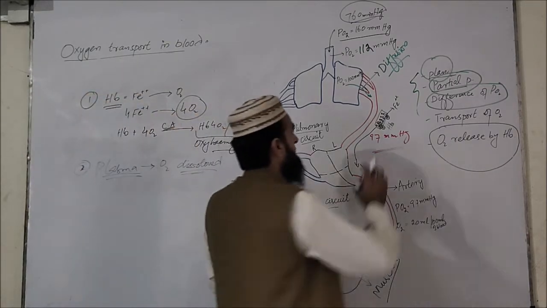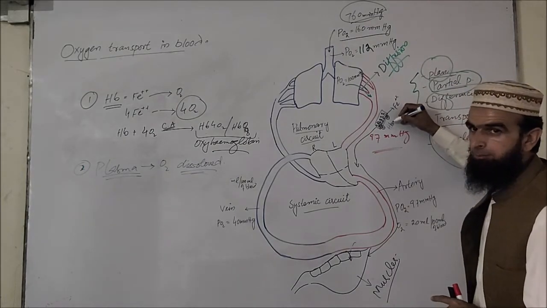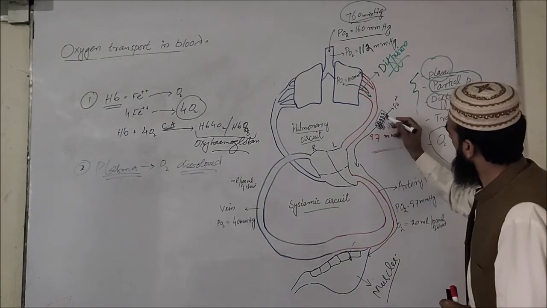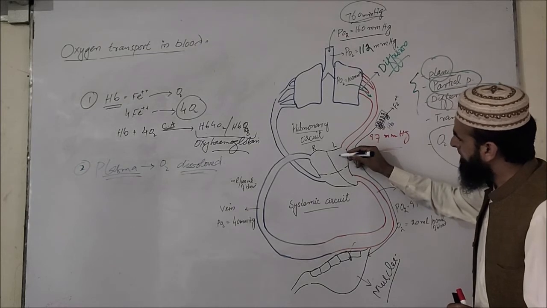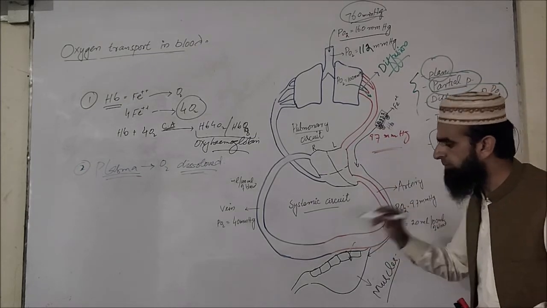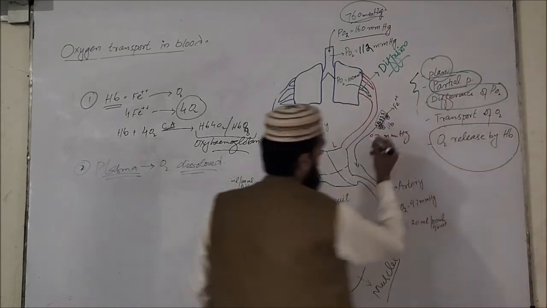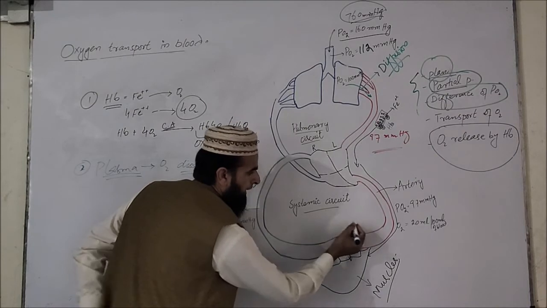In this way, the oxygen is taken up by the blood plasma and hemoglobin, and that is brought by the blood into the heart, which is then pumped by the ventricle to the rest of the parts of the body. When the blood reaches, say for example, the blood has reached over here.